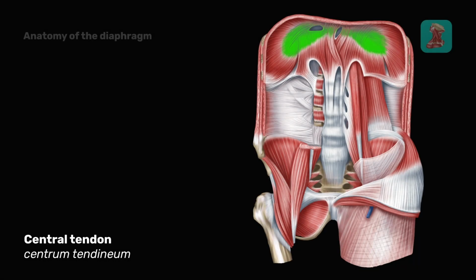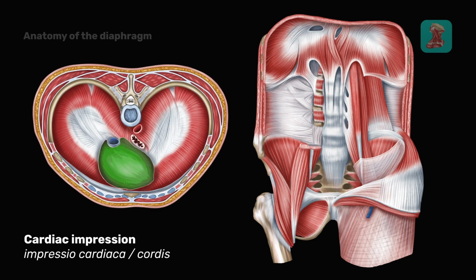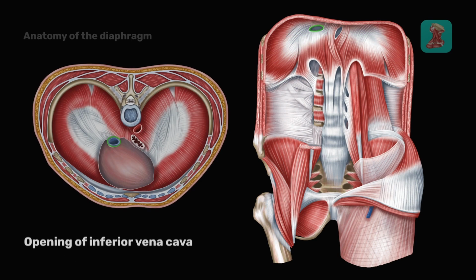There are two structures in the area of the central tendon: the cardiac impression and the opening of the inferior vena cava.